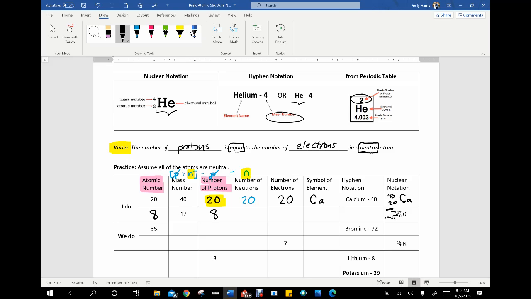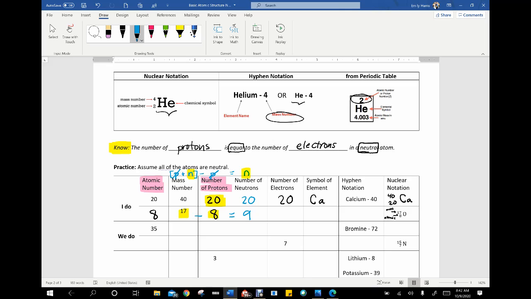Then, I need to calculate my number of neutrons. So what I can do is take my mass number of 17 and subtract my atomic number of 8. That works because mass number is the sum of protons and neutrons. So if you subtract the protons, it leaves you with the number of neutrons, which is 9. So 17 minus 8 gave us 9.